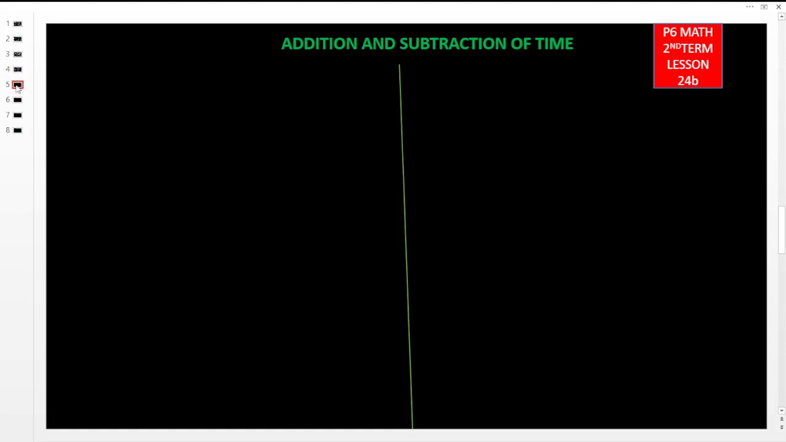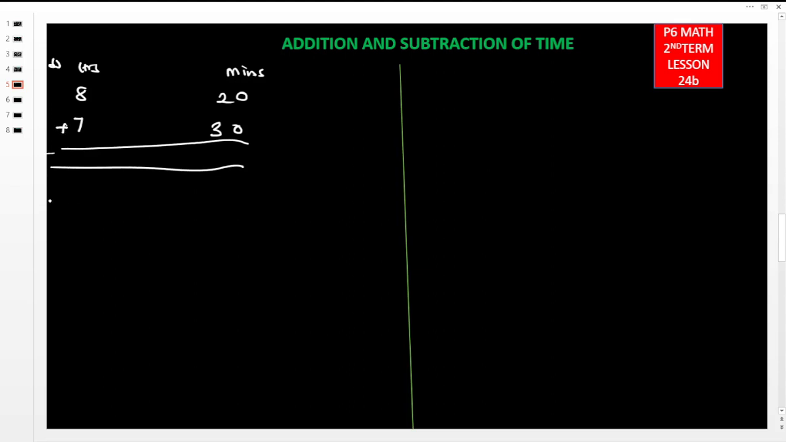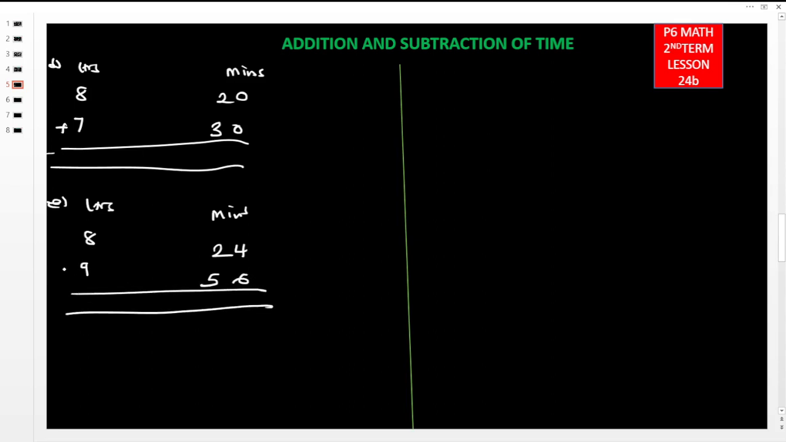Let us get another chalkboard here. Part D, still hours and minutes. Here this is 8, this is 20, this is 7, this is 30. We are adding time, so this is addition. Part E, we have hours and minutes. Here 8, 24, then 9, 56. So we are adding time.